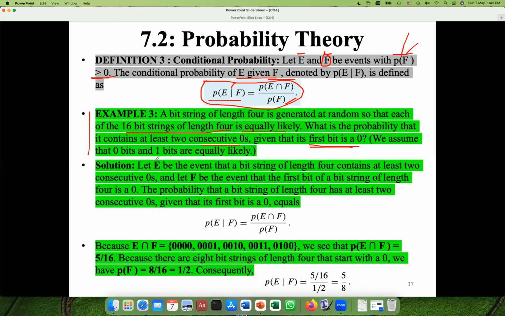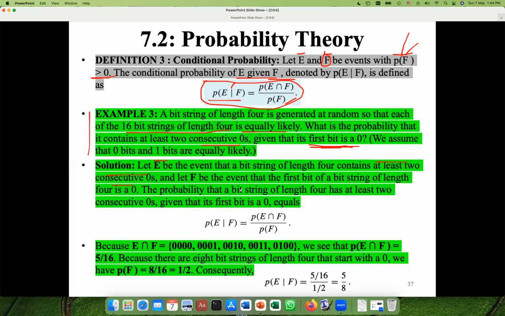So what is E here? E is the event that a bit string of length 4 contains at least 2 consecutive zeros. This is what I have said here. And what is F? F is the event that the first bit of the bit string of length 4 is 0. That is given here. You have to use this equation, so don't worry. It is easier as compared to the previous questions at the beginning.